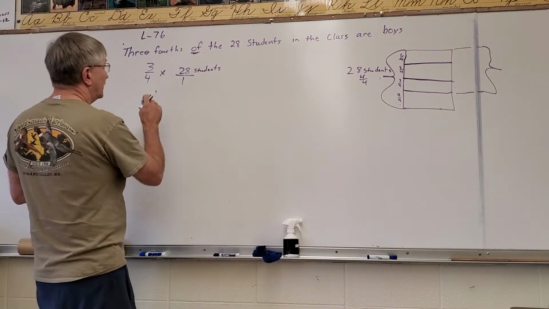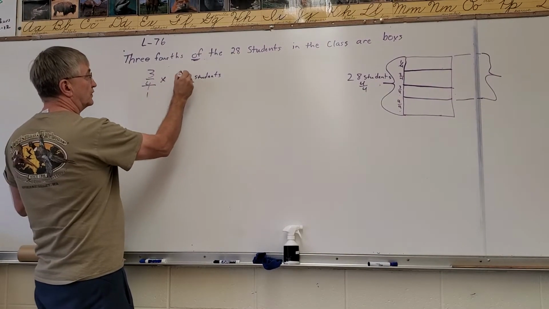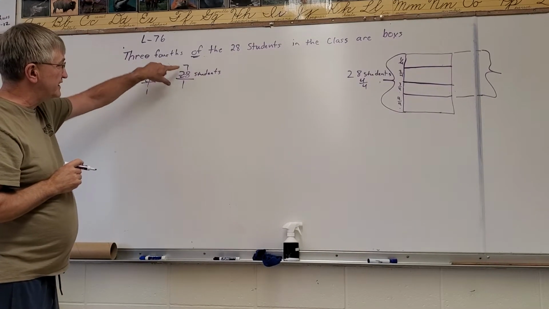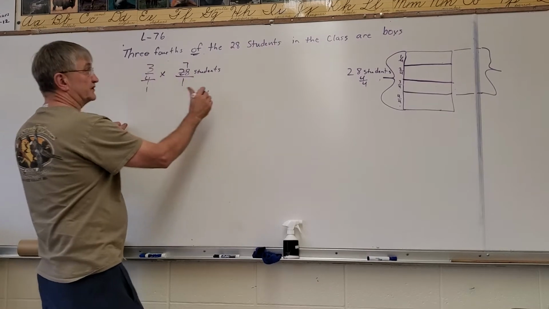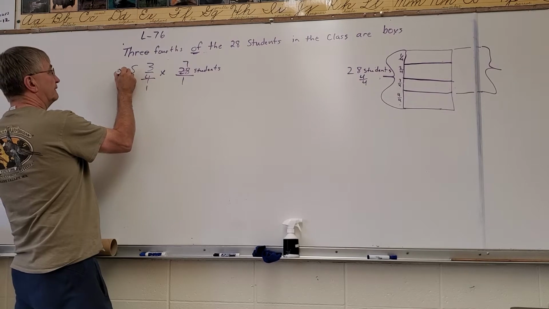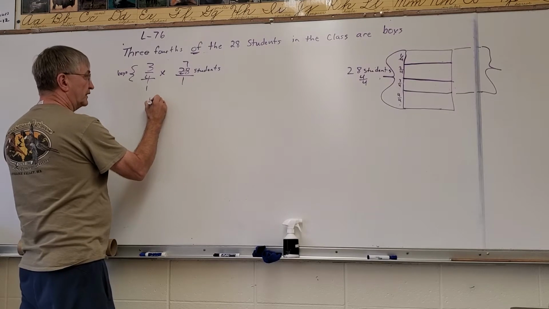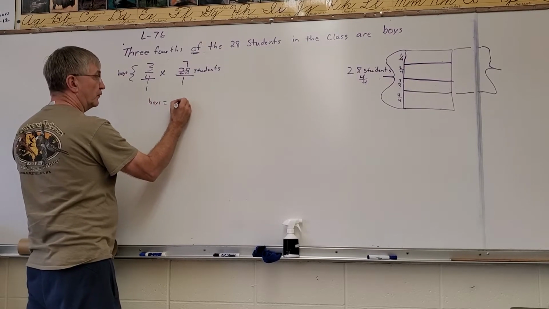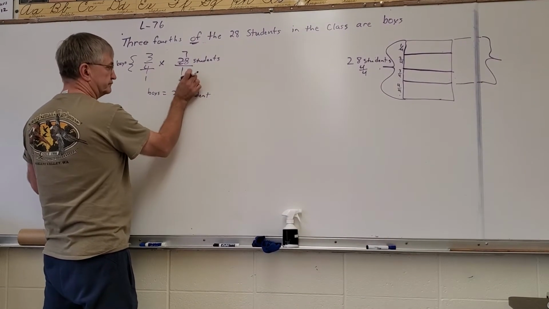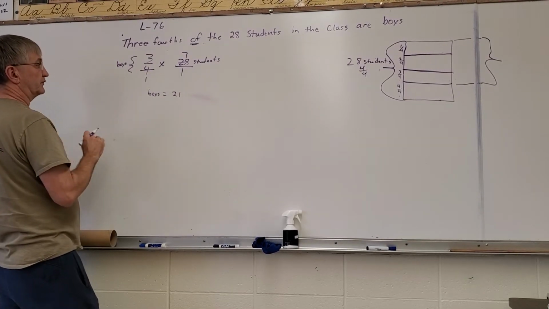Now, here's the first one. We're going to first cross cancel, because I know 4 goes into 4 once, and 4 into 28 goes 7. So right away, I know that 3 times 7 is 21. The 3/4 represents, again, boys. So I'm going to put a little asterisk here and say this is the boys, which is the 3/4. So we know that boys are going to equal 21. Let's take that "students" out of there so we don't confuse it.